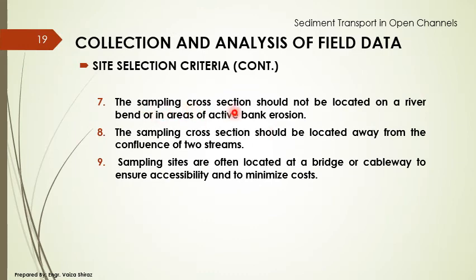The sampling cross-section should not be located on a river bend or in areas of active bank erosion. It should be located away from the confluence of two streams. Sampling sites are often located at a bridge or cableway to ensure accessibility and to minimize the cost.